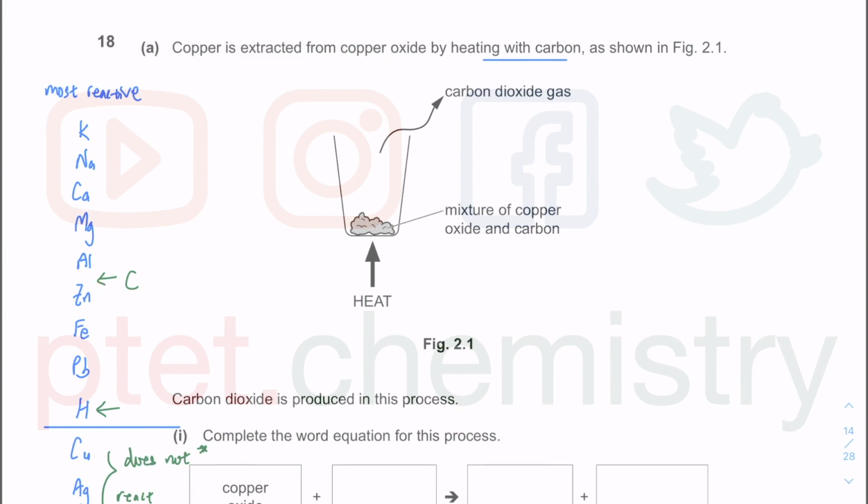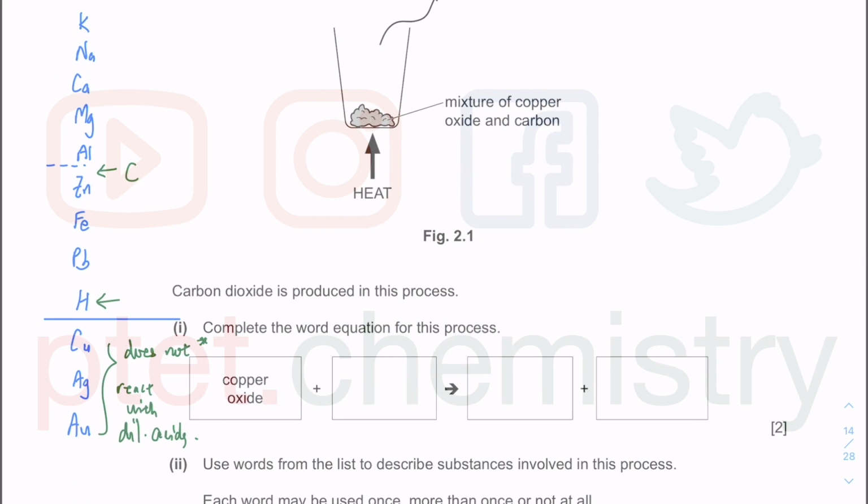Since carbon is there, anything above carbon cannot be obtained from the oxide by reduction by heating with carbon. But anything below carbon, you can get the metal from the oxide by heating with carbon. Copper is below carbon. Carbon is more reactive than copper. Copper is less reactive than carbon. So you can get copper from copper oxide by heating it with carbon.